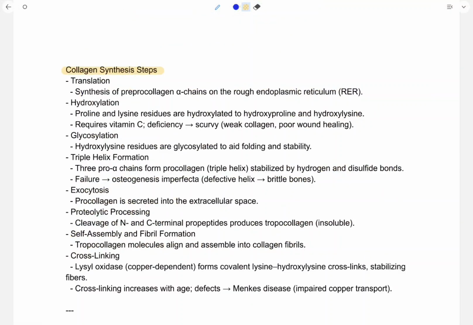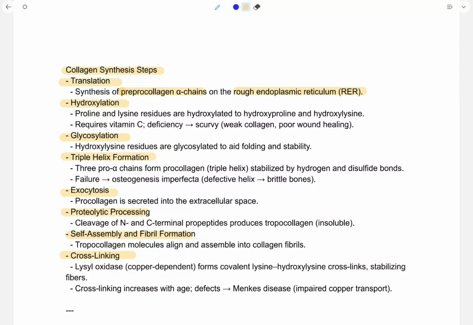Collagen synthesis steps. There are various steps of collagen synthesis: translation, hydroxylation, glycosylation, exocytosis, triple helix formation, proteolytic processing, self-assembly and fibril formation, and cross-linking. Translation is the synthesis of pre-pro-collagen alpha chains on the rough endoplasmic reticulum.